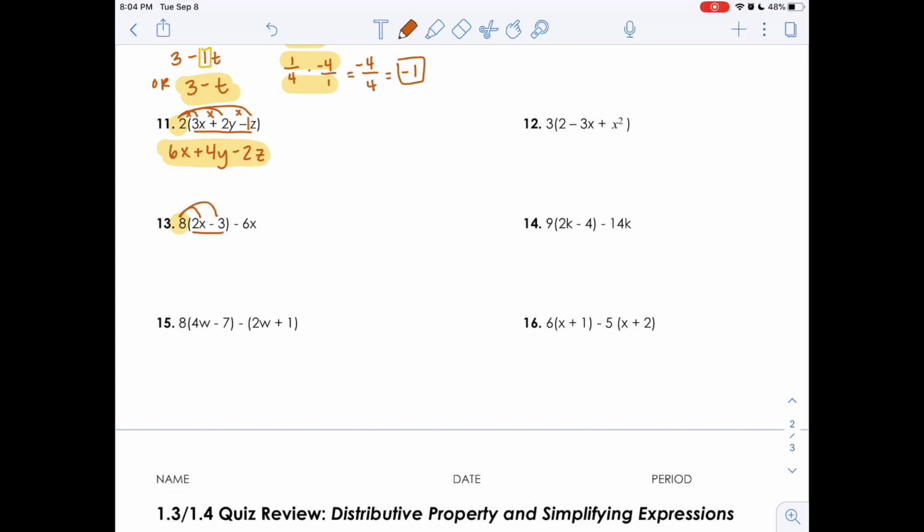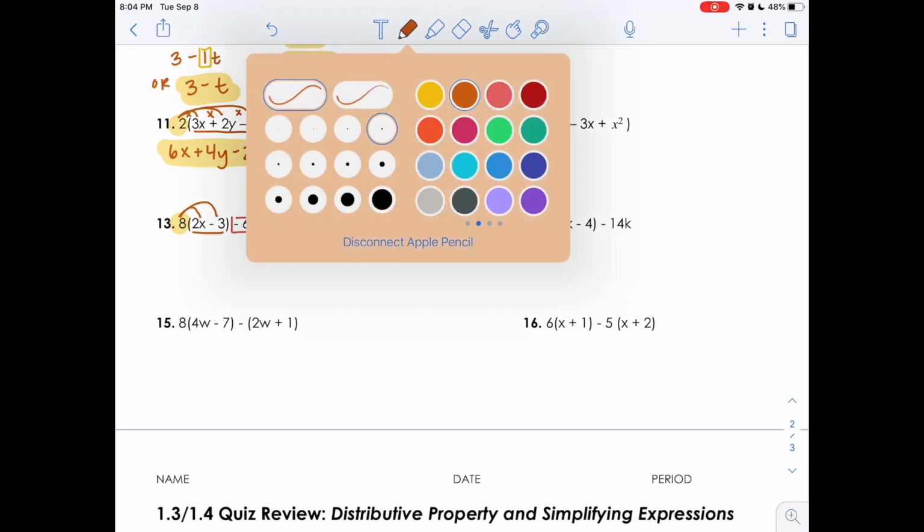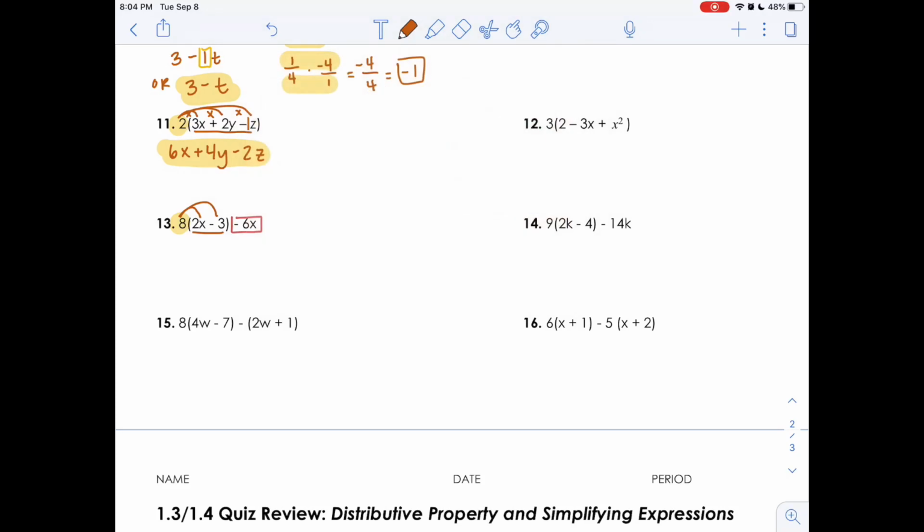But this negative 6, notice that it's not attached. This negative 6 is on its own. It's not part of the parentheses. So I cannot and should not distribute the 8 because there are not 8 of these. That's a misconception that a lot of people have. They go ahead and distribute it, but it can't be distributed. The negative 6 is just going to drop down. So I'm going to multiply 8 times 2x is 16x. 8 times negative 3 is negative 24. And then I drop down the negative 6x.